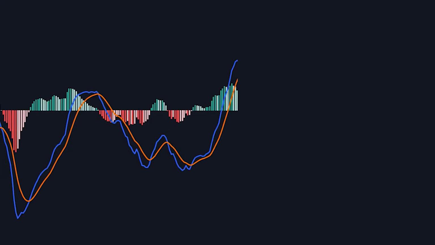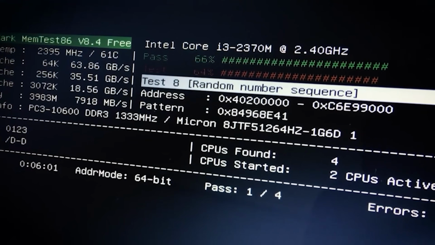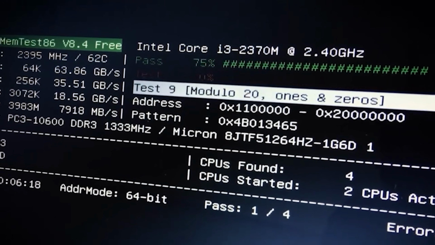Also, I just tested the MACD on 100 different trades, and the results were pretty interesting to say the least. So if you use the MACD, you have to watch this video.